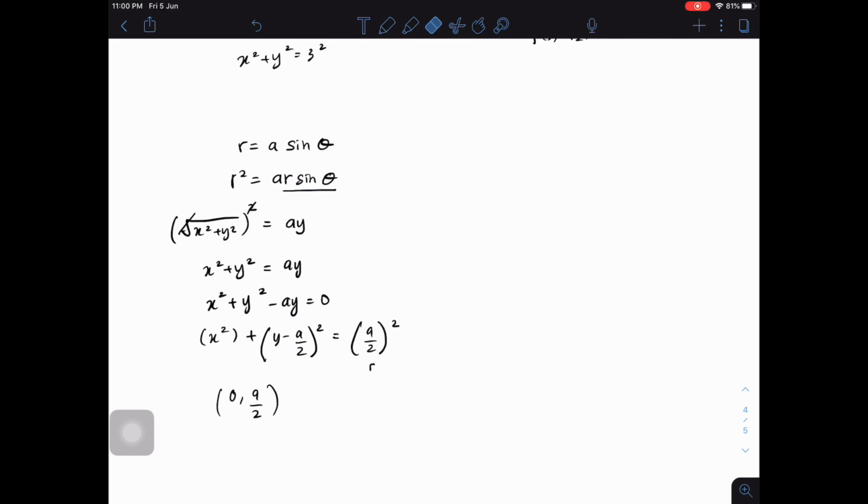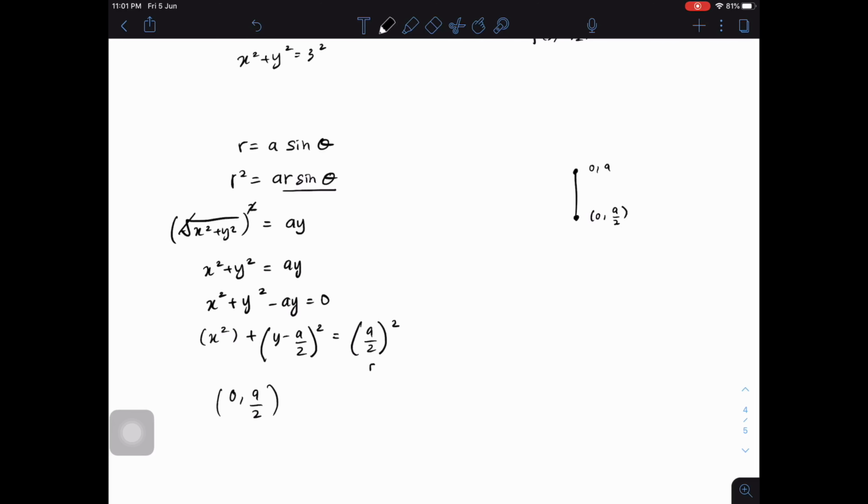You have a circle, and the center is at point 0, a over 2. The radius of your circle is a over 2. Let's say this one is your radius of your circle. So a over 2, the point here is a over 2. The length of this radius is a over 2. So a over 2 plus a over 2 is a. Therefore, this one is 0, a.